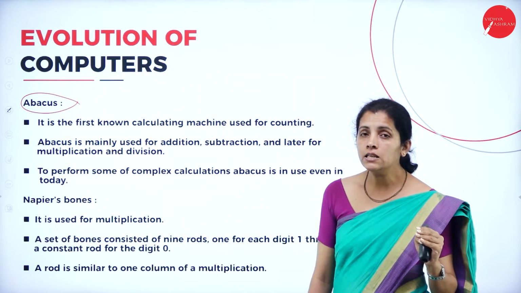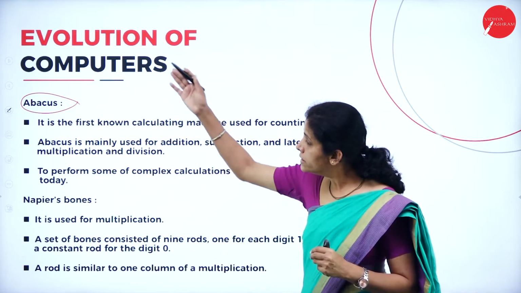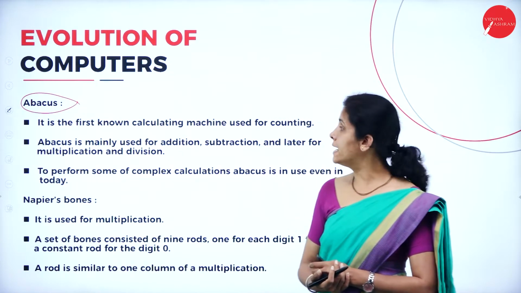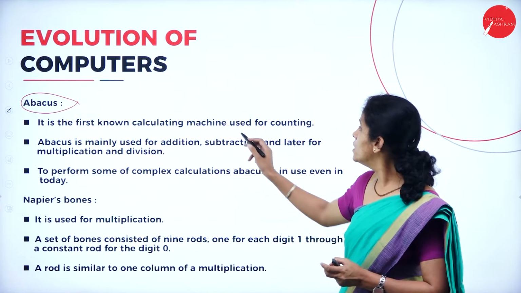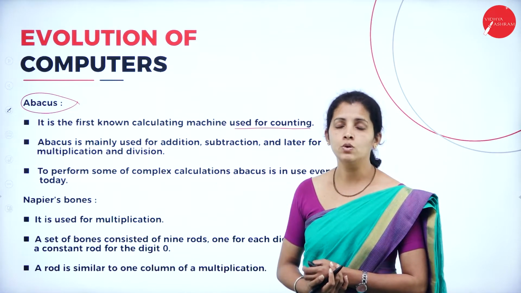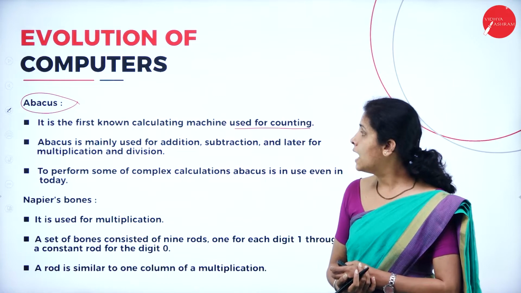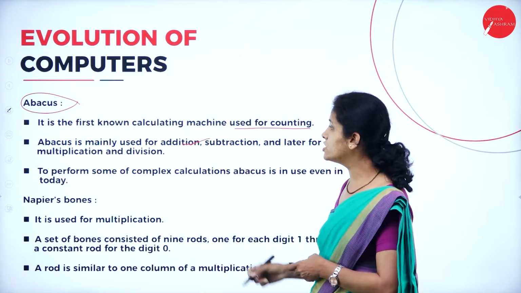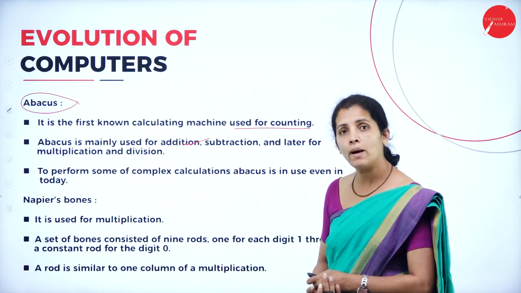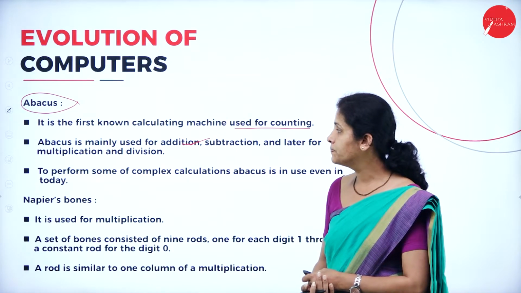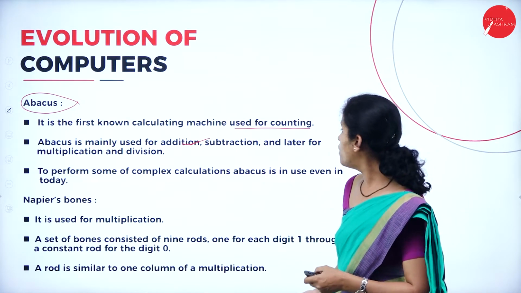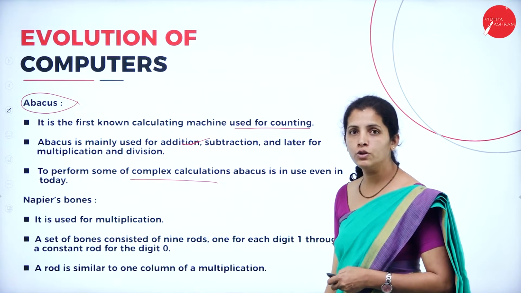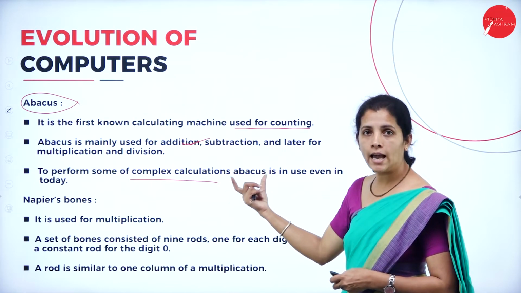But if I consider olden days, there also we had the abacus. So, it is the first calculating device or machine used for counting. It is mainly used to perform counting, and abacuses are mainly used for addition, subtraction, and later they were used to perform multiplication as well as division. It is also used to perform complex calculation.